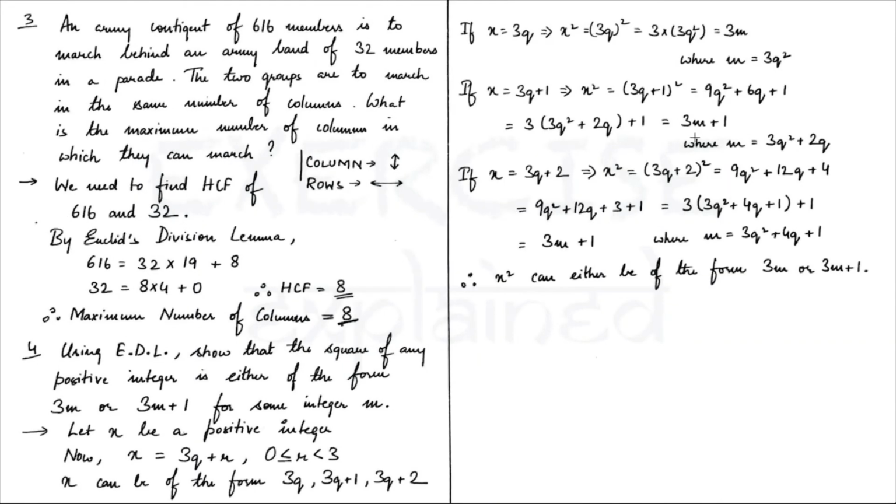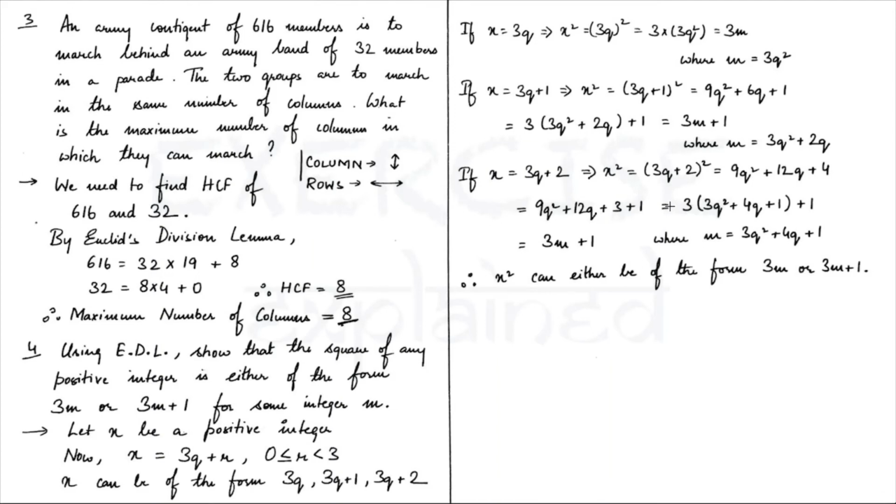So 3q plus 2 the whole square, we will do x square is equal to 3q plus 2 the whole square. This is again of the form a plus b the whole square. So that gives us 9q square plus 2 into 3 into 2, so that gives us 12q plus 4. So we write this 4 as 3 plus 1. So I've written it as 9q square plus 12q plus 3 plus 1.